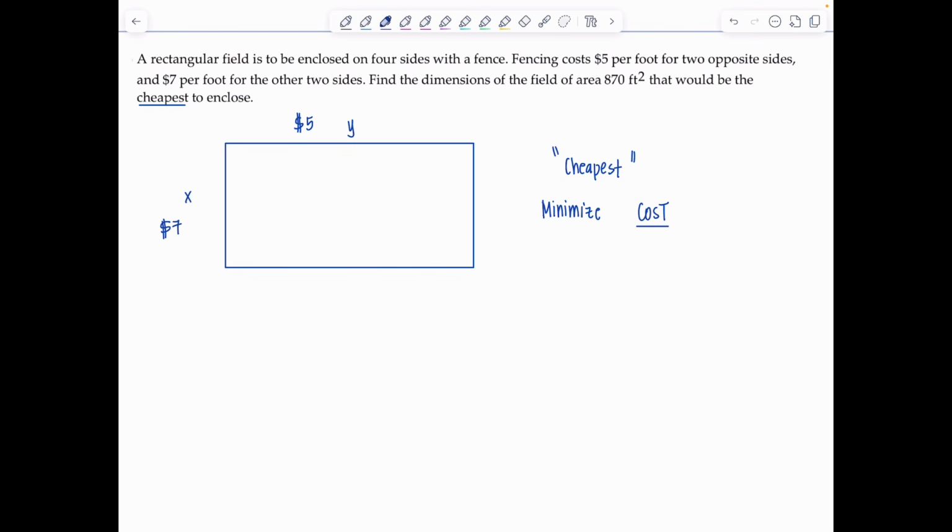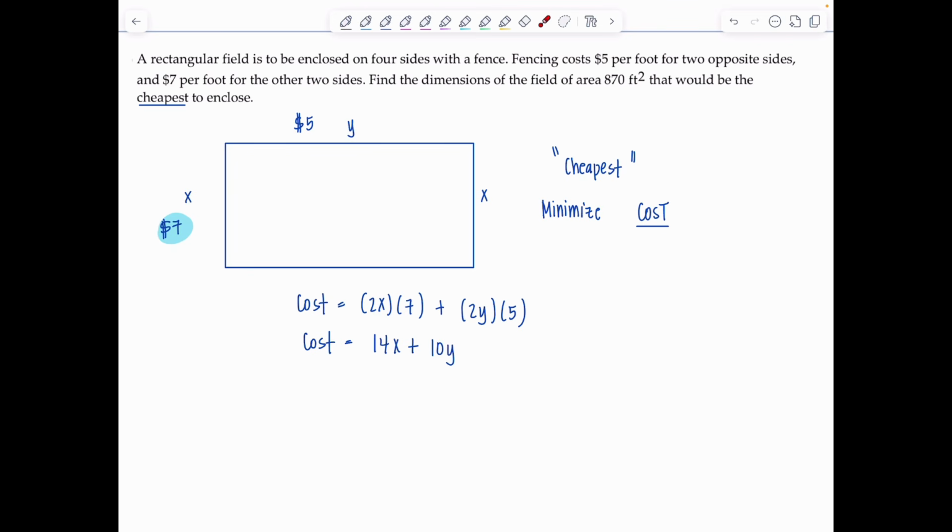So how would you find the cost for all the fencing? Well, I have X feet here to fence, X feet here to fence, so I have 2X feet, and then they cost $7 each foot. So the cost would be 2X times $7 plus, and then for the other sides, Y, so 2Y, and those are $5 a foot. So 2Y times 5. So my total cost would be 14X plus 10Y.